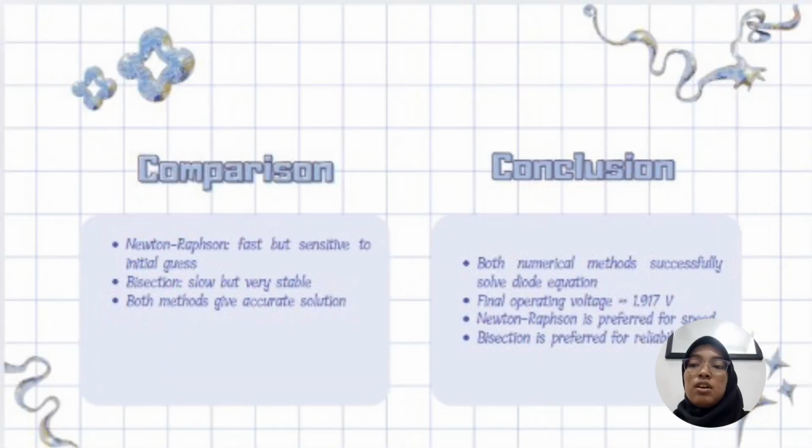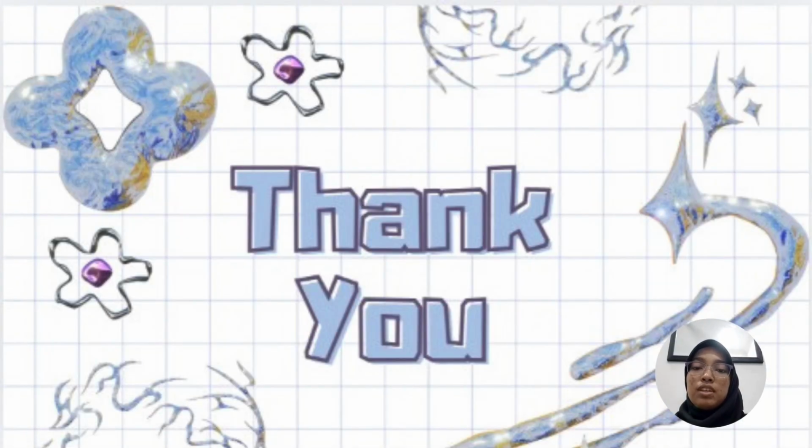In conclusion, both methods successfully solve the diode voltage problem. Newton-Raphson is faster but depends on a good initial guess, while bisection is slower but more reliable. The final operating voltage is approximately 1.917 volts. Thank you.